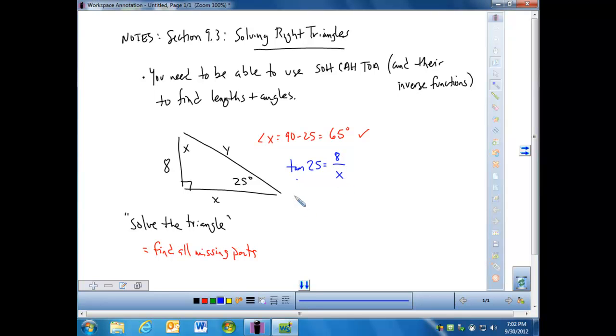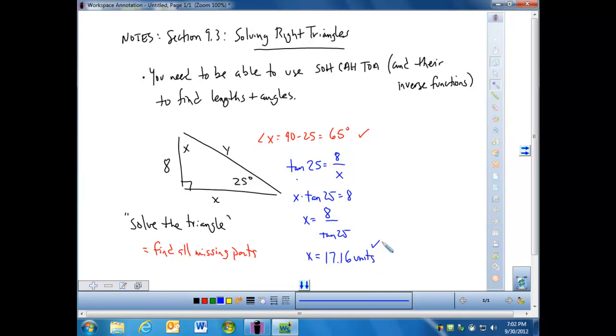Ask yourself, what will my calculator do? Will my calculator do tangent of 25, or will my calculator do 8 divided by x? Of course, your calculator will do tangent of 25, so 8 divided by that tangent of 25. Again, make sure you know what mode you're in on your calculator. Make sure you're in degree mode, and when you work that out, you get 17.1. You probably should label that with units or something. Look at the context of the problem to know for sure.